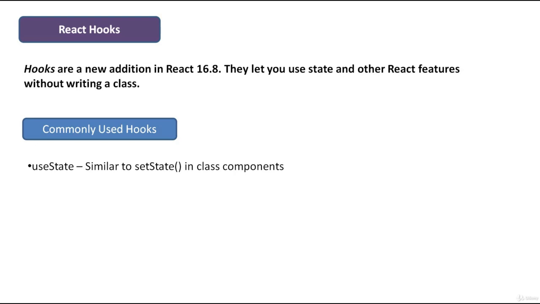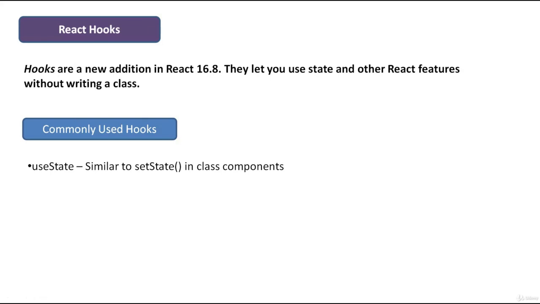If you want to declare any variable in class components, we have to use the state object. In that state object only we have to declare that variable. After declaring that variable, when you want to manipulate it, we have to use the setState method in class components. When it comes to functional components, we have to use the useState hook. With the help of this useState hook, we can declare the variables and we can manipulate the variables.